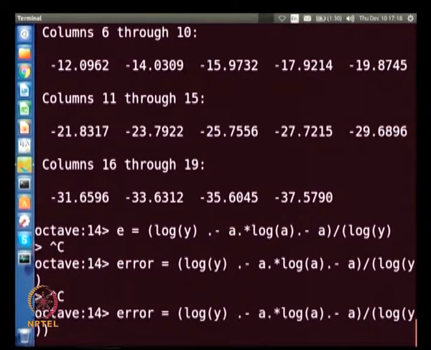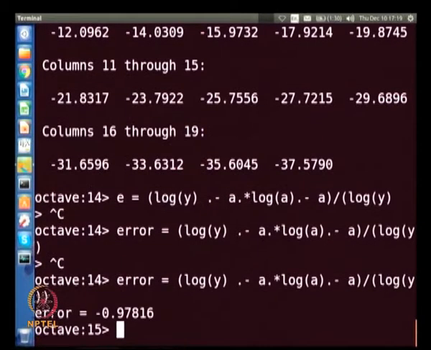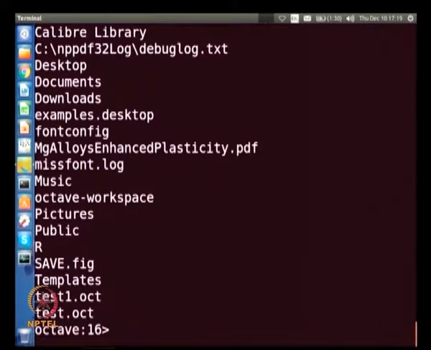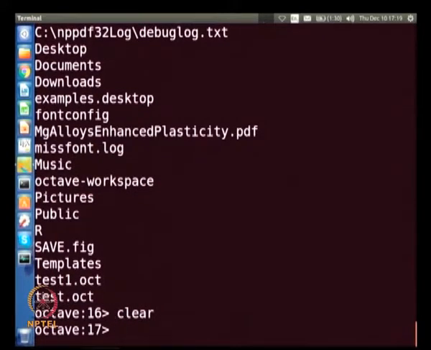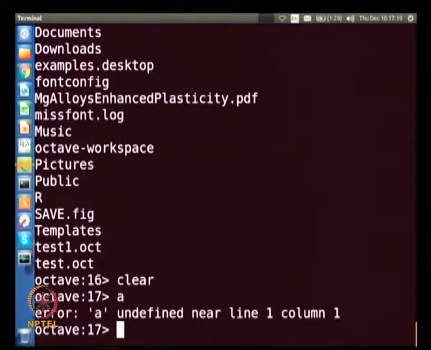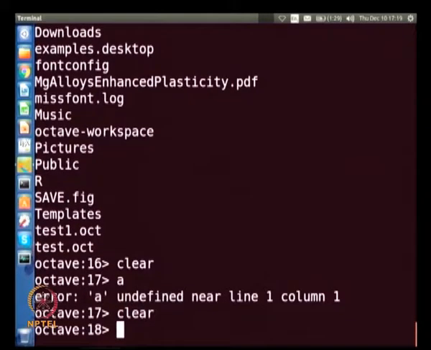Probably I missed something. I get some number again. This is not what I want. So, let me do it. I have a, and if I say clear, all things go away. So, a is gone. So, let me redo it.